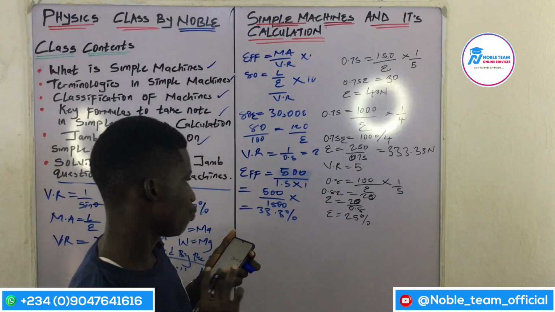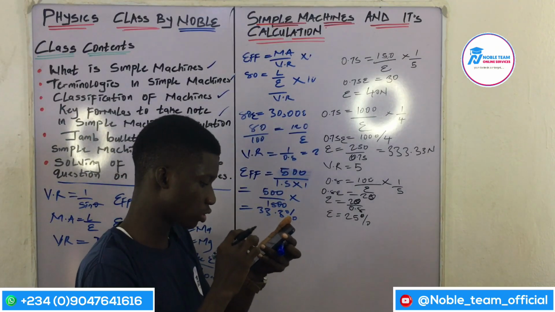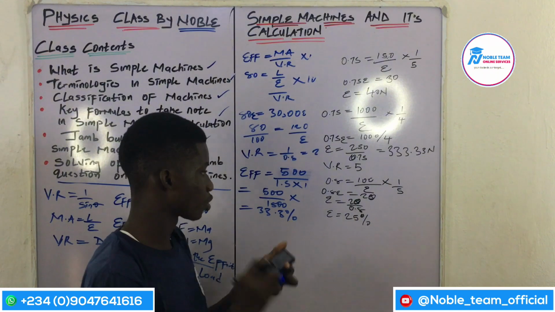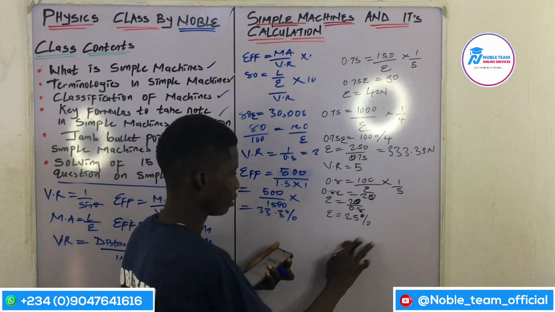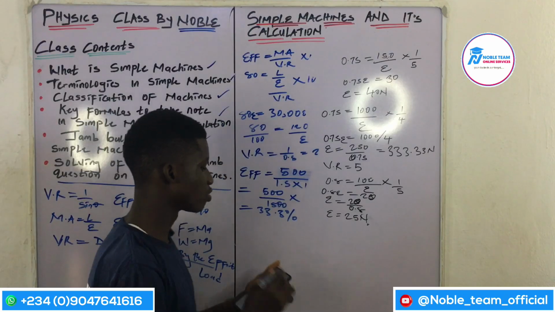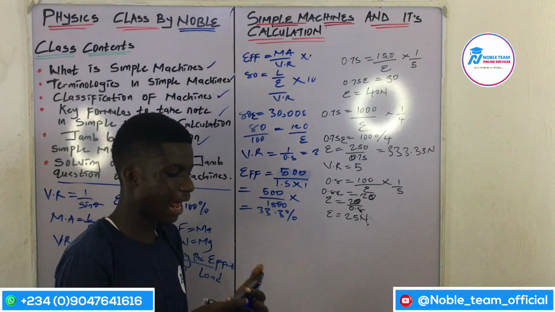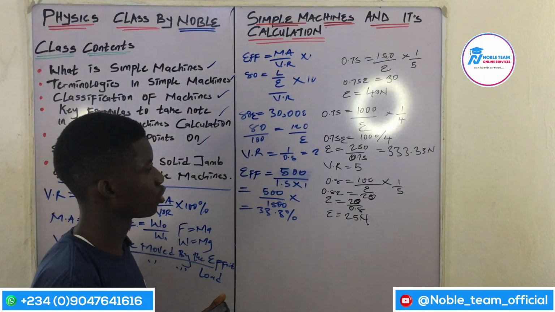Is there anywhere we are making a mistake? No. So this is the correct answer. Let's look into the question to know which one is correct. So option C is correct, 25 Newton. So this is question 8. Now let's look into question 9.